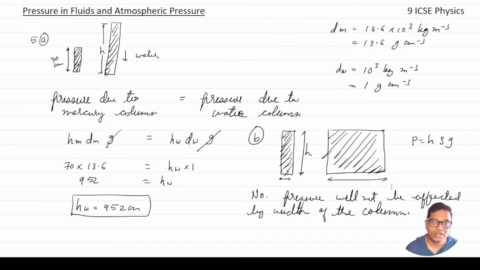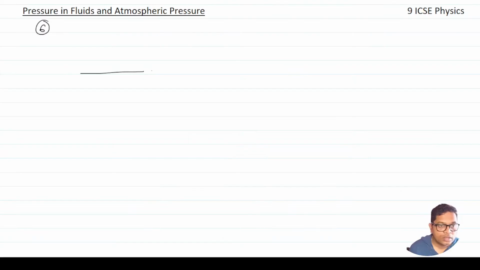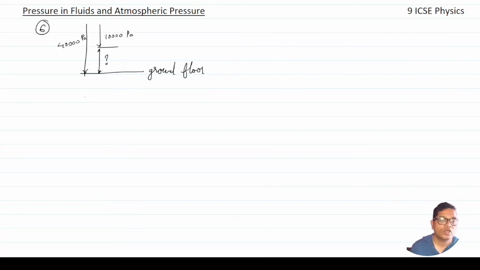Okay, moving ahead to the next question. This is the ground floor, where the pressure is 40,000 Pascal. This is the first floor, where the pressure is 10,000 Pascal. They are asking for the height. Over here, it is the pressure difference. If I call this P1 and this P2, P1 is 40,000 Pascal and P2 is 10,000 Pascal. So P1 minus P2 will be h rho g, where h is the height of the first floor.